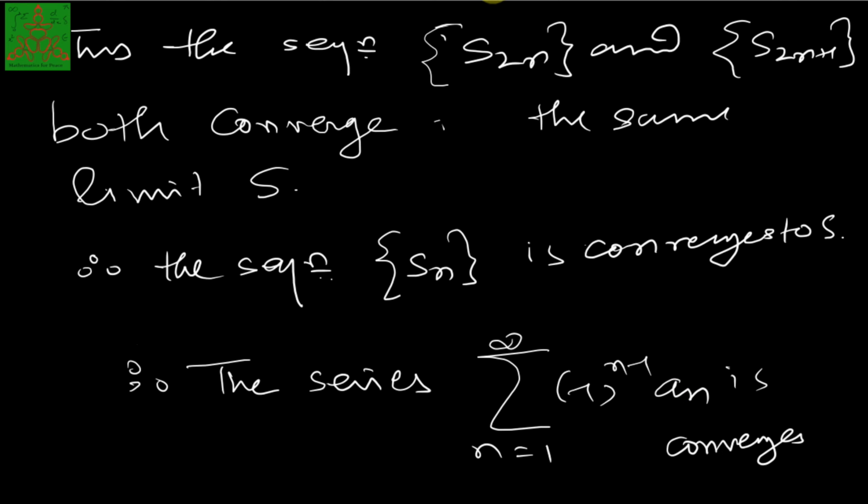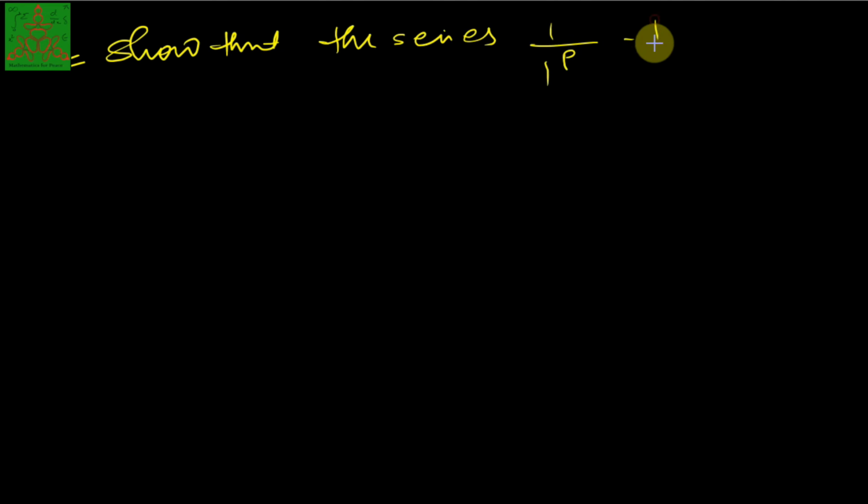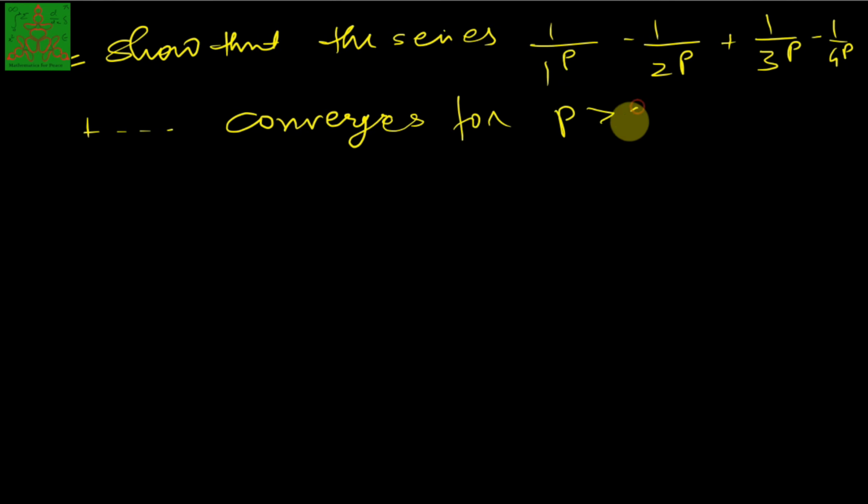Let us solve a couple of examples here to discuss the convergence of some alternating series. Show that the series 1 upon 1 to the power p, minus 1 upon 2 to the power p, plus 1 upon 3 to the power p, minus 1 upon 4 to the power p, and so on, converges for p greater than 0.